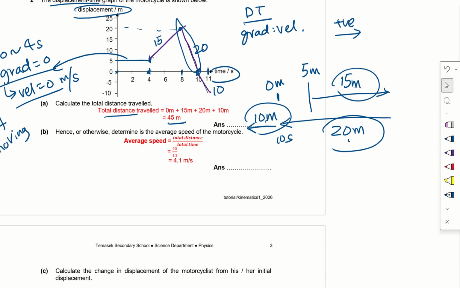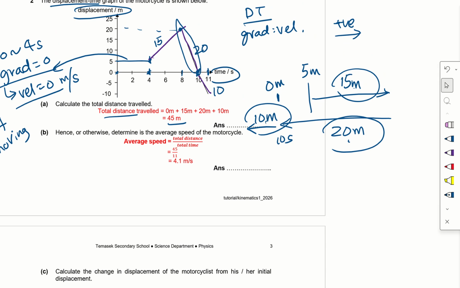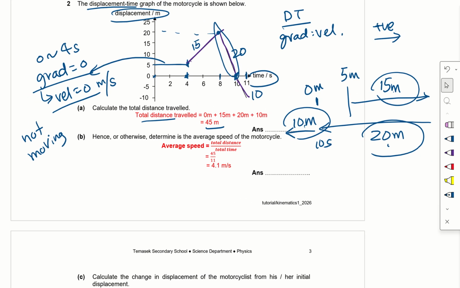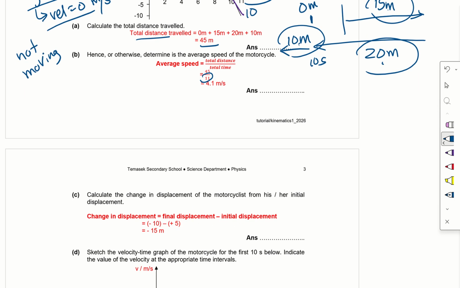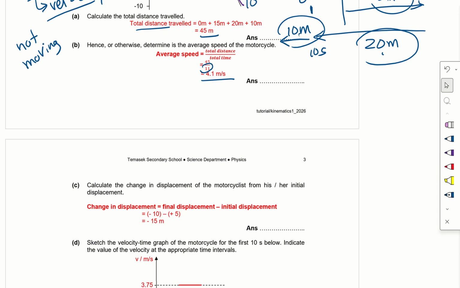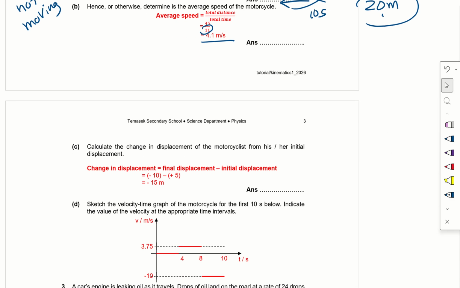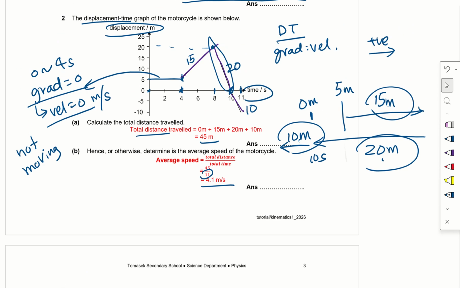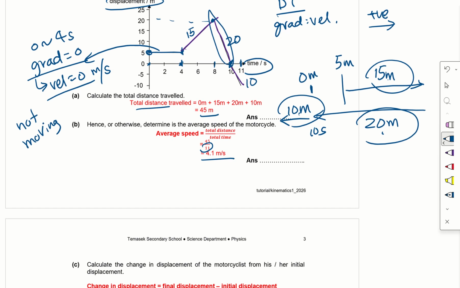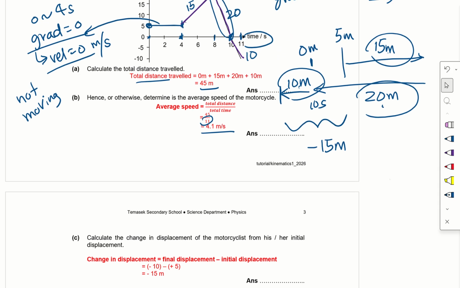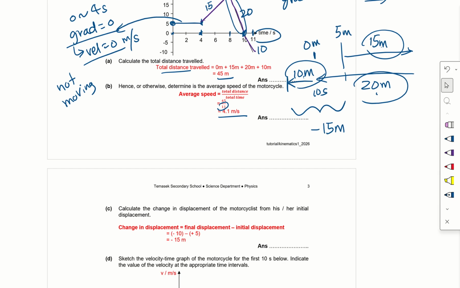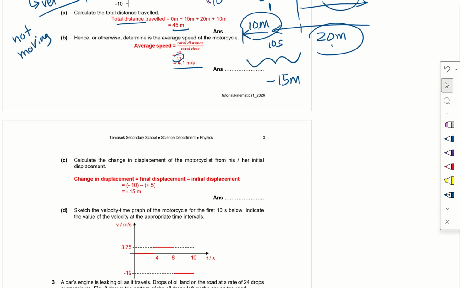Okay. Part B, hence or otherwise determine the average speed. Now average speed, the formula is total distance over total time. You take the total distance divided by the total time. Okay, so you get 4.1 meters per second. Remember to leave it in 2 or 3 SF, no fractions. Now calculate the change in displacement of the motorcyclist from his or her initial displacement. Remember he was starting at positive 5, but now the change in displacement is actually negative 15 meters, right? So from this sketch, you can see that the change in displacement is negative 15.